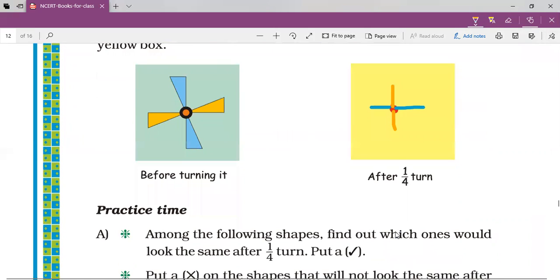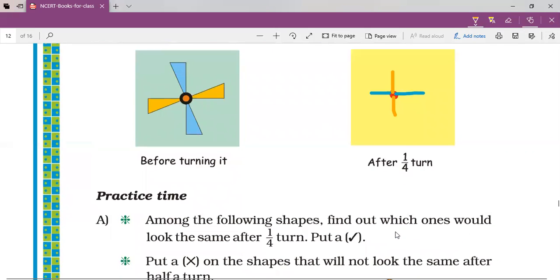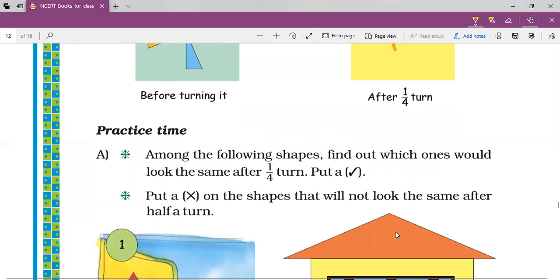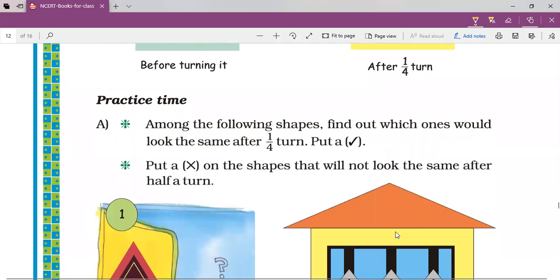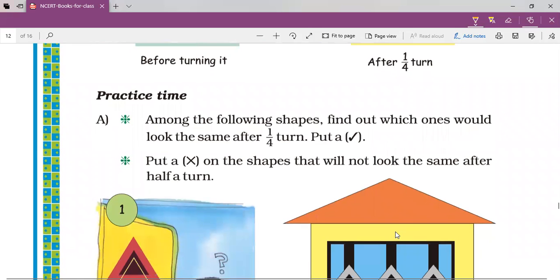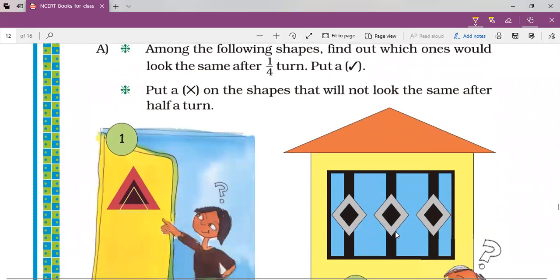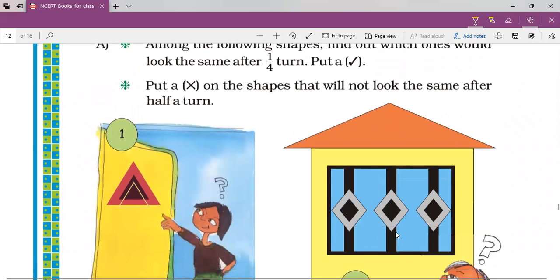Now, practice time. Let's see what practice time says. Among the following shapes, find out which ones would look the same after a 1/4 turn and tick the correct ones. Which look the same, you have to give a 1/4 turn. When you give a 1/4 turn to the shape, if it looks the same, give a tick over there, and if it is not looking the same, give a cross.